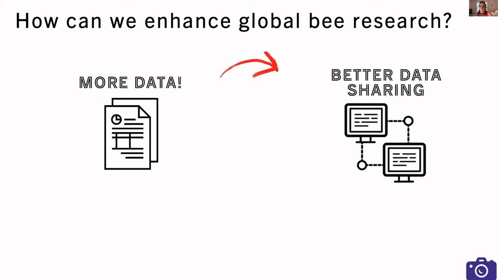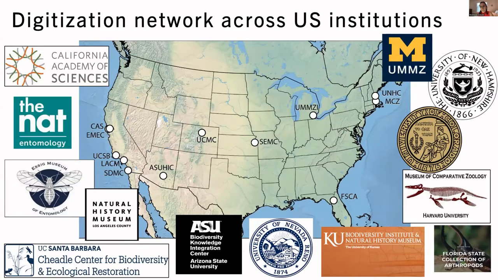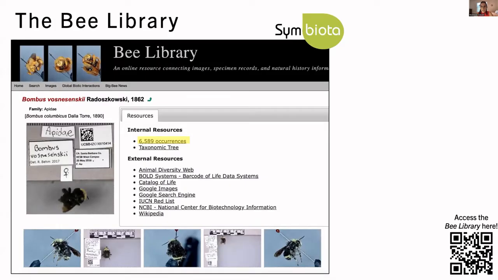And we could do that by creating a centralized portal or database that hosts this data in an open access format that makes it easy for researchers to share and access bee data. And we can take advantage of all that data by developing new, exciting tools for quantifying different bee traits. And that in turn is going to help us generate even more data. So how are we doing this? So first, we're relying on the participation of 13 natural history collections across the US who are all digitizing their bee specimen data, as well as producing high quality images of their specimens, all of which are deposited in something called the Bee Library, which is a Symbiota portal.